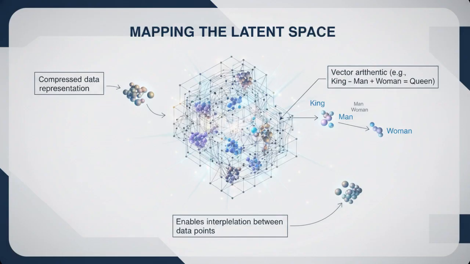If you stand between the point for man and royal in the space, the model synthesizes king. This compressed representation of data allows the model to understand the core features of its training set without simply memorizing it. It is within these hidden dimensions that the magic of generation truly happens.